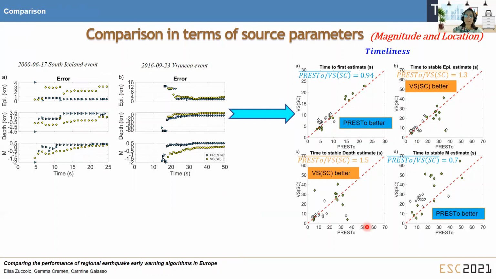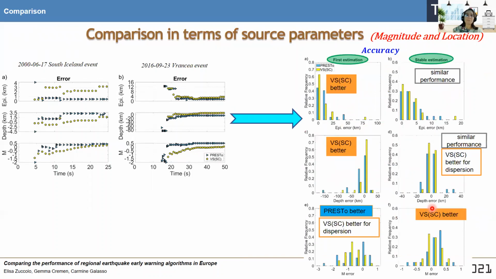early warning estimates are provided slightly faster by PRESTo. We also found that VS in SeisComP location estimates retrieved from scanloc converge to stable values faster than those of PRESTo. In contrast, VS in SeisComP magnitude estimates required a longer time to become stable.